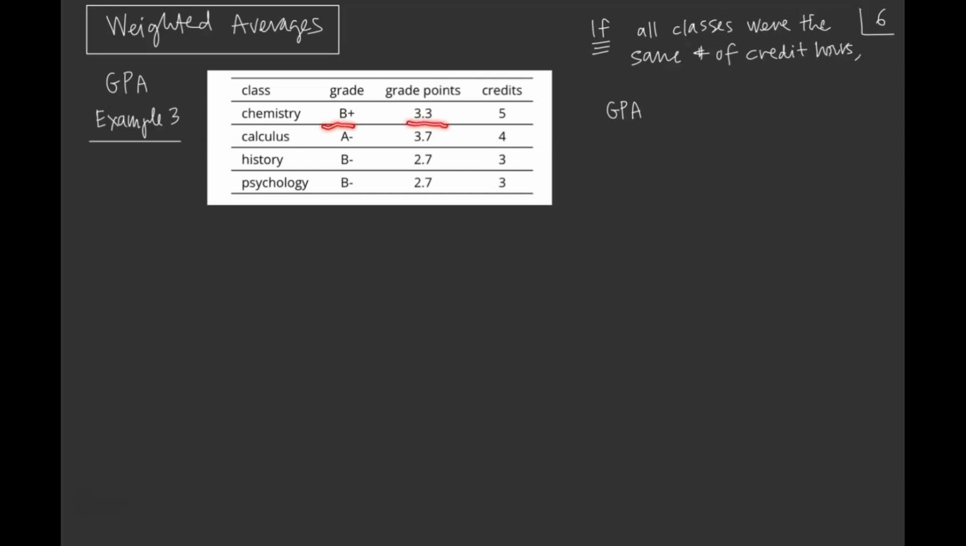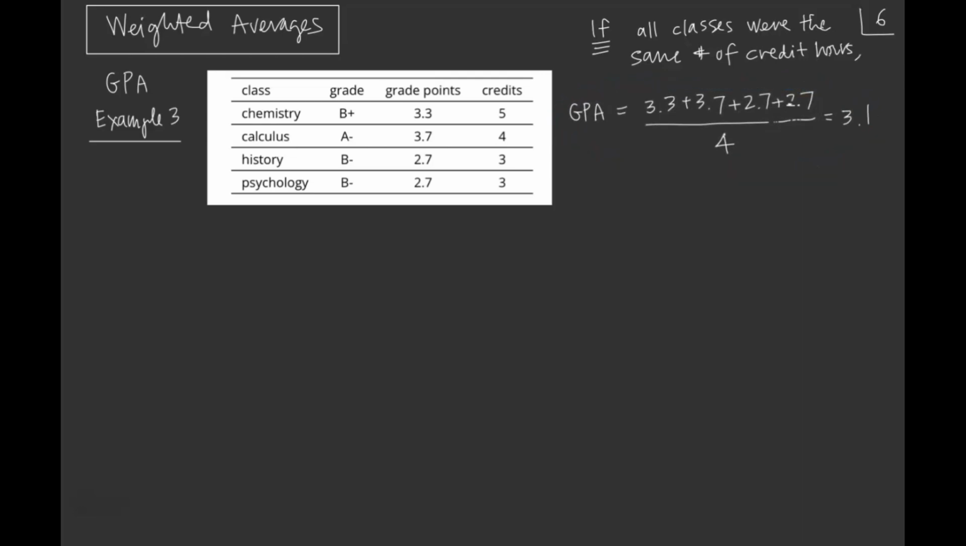For a B+, you get 3.3. For an A-, you get 3.7. This is based off of a 4.0 scale. For an A, you'd get a 4.0. A B-, you'd get 2.7. So if these were all the same number of credit hours, we would just take as the GPA the average of those numbers, 3.3 plus 3.7 plus 2.7 plus 2.7, and divide by the number that there were. There's 4 of them. And if you add all those up and divide by 4, this equals 3.1.